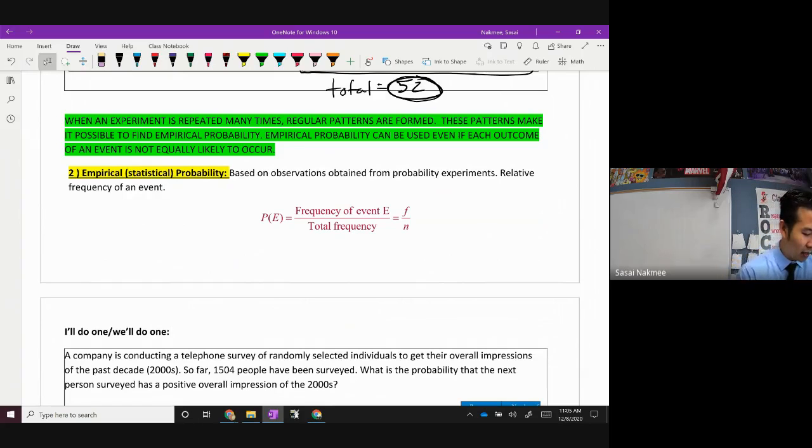What we're going to talk about today is empirical probability. Empirical probability. If you guys want to write that down.